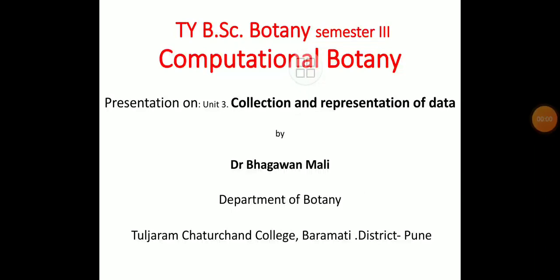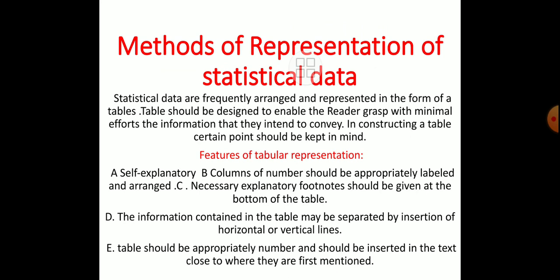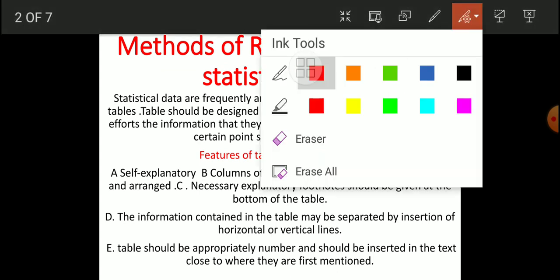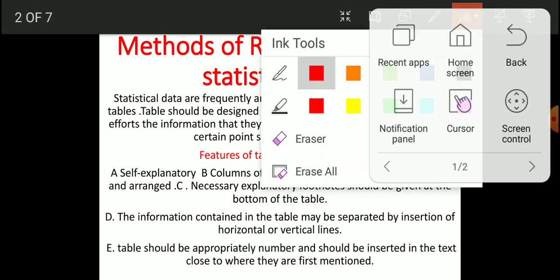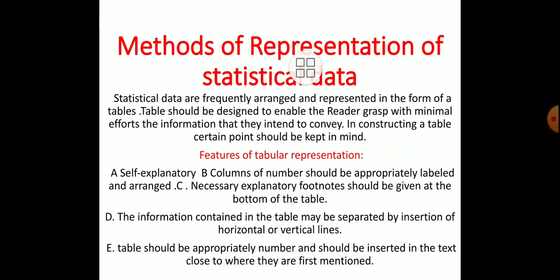As you know, we have been learning a very interesting unit, that is Unit 3, collection and representation of data, from your Paper 6, that is Computational Botany. Here, from that, we have to get an idea about methods of representation of statistical data.